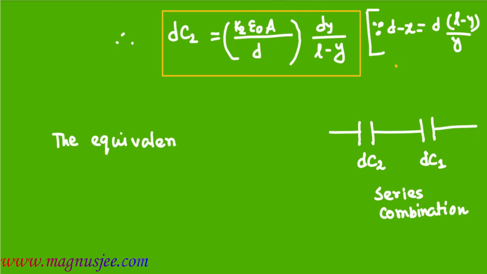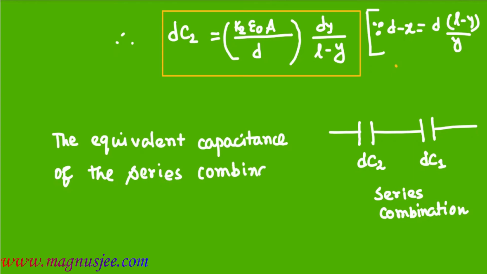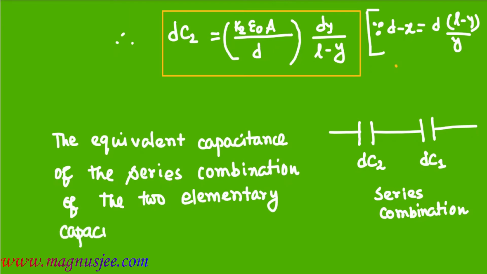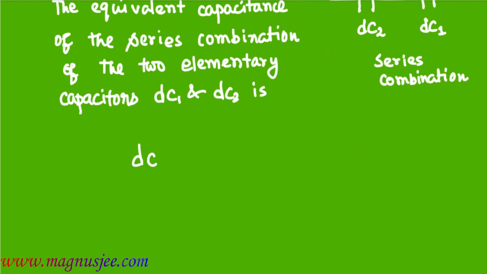The equivalent capacitance of the series combination of two elementary capacitors dC1 and dC2 is given by dC equal to dC1 into dC2 divided by dC1 plus dC2.